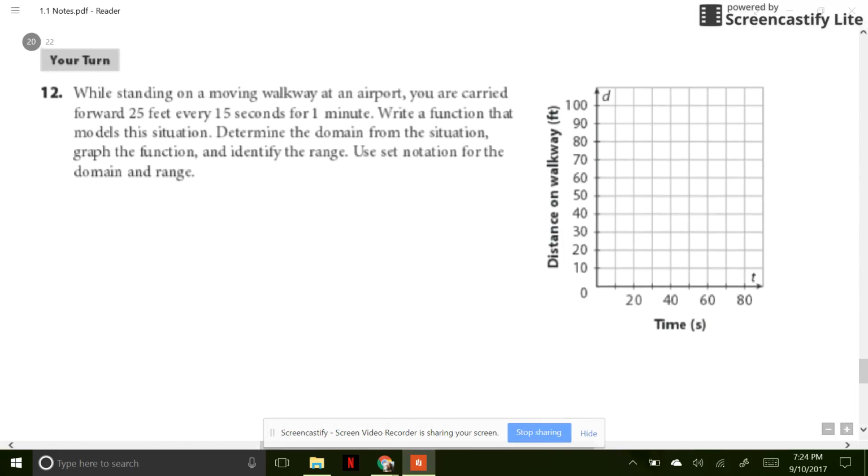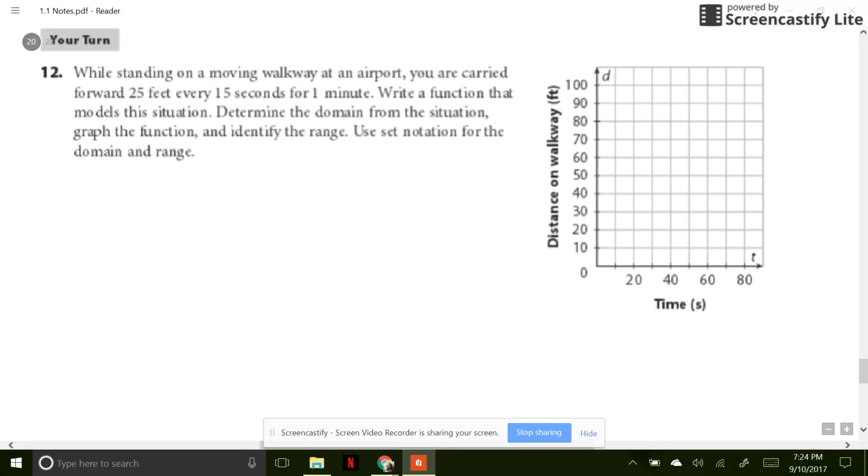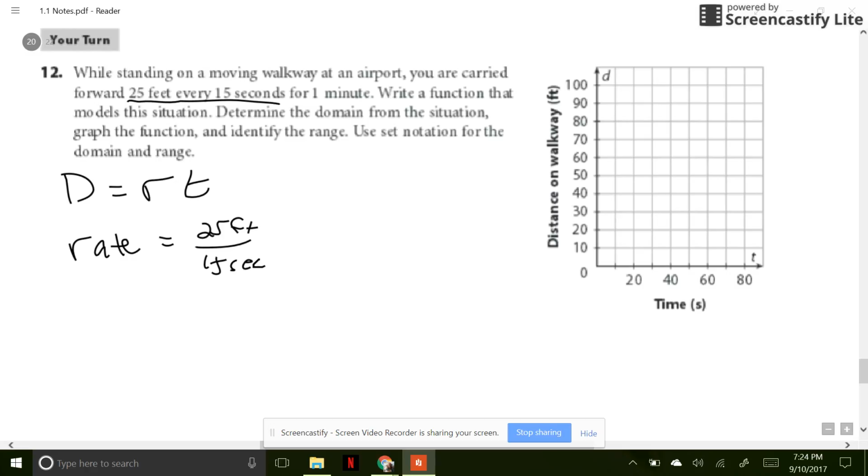Okay, so here's a different one so that we can take a look. While standing on a moving walkway at an airport, you're carried forward 25 feet every 15 seconds for 1 minute. Write a function that models the situation. So again, keep in your mind, it's going to be distance, rate, time based. When we think about the rate portion, it's when you see a distance over time. So our rate is 25 feet per 15 seconds, which we can reduce to 5 feet per 3 seconds. So that's going to be our rate.